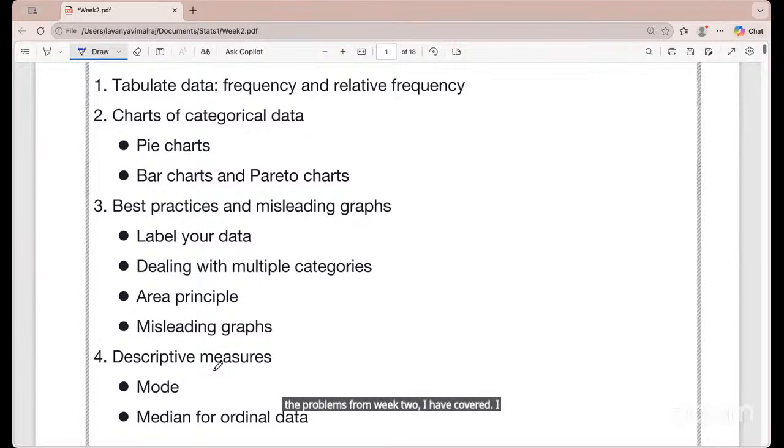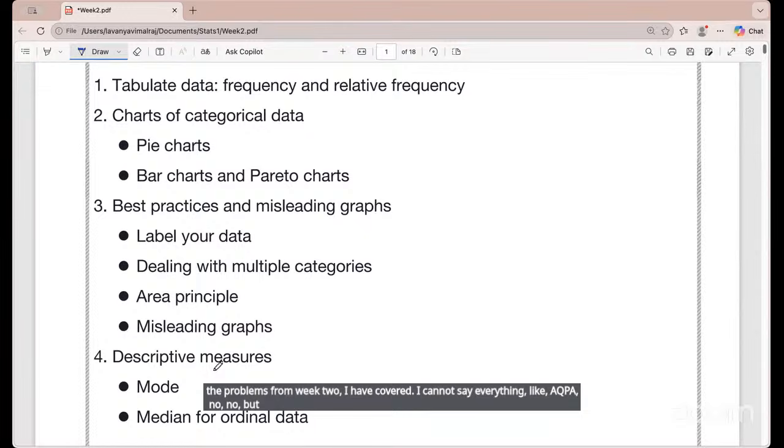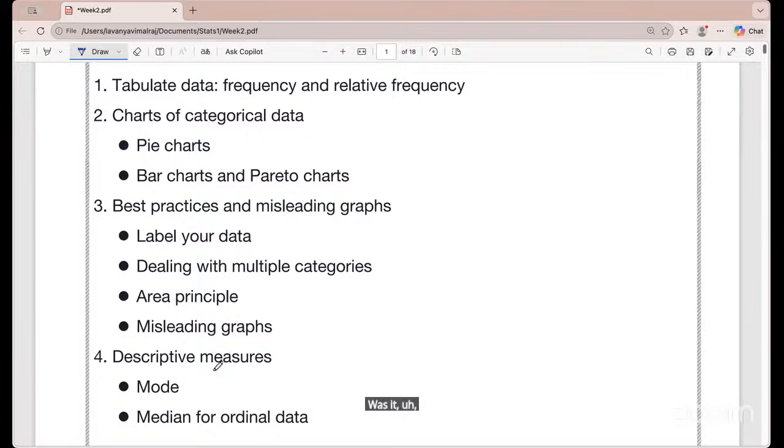I cannot say everything like AQPA, no, but whatever is required for the theory part, I have covered, and I try to give as many examples as possible to make sure you understand each concept. Was the session all right?